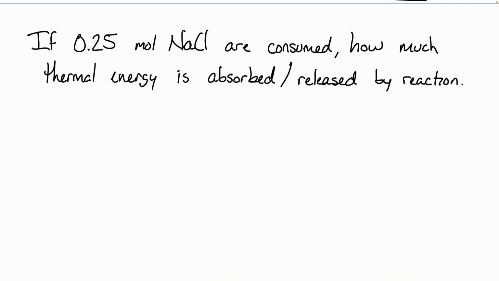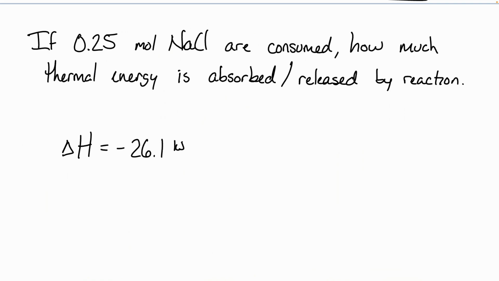All right, and you're going to start this out the exact same way as you did before to convert to moles of reaction, but now we're going to need to use our enthalpy that we calculated. Again, what we got is a delta H equal to negative 26.1 kilojoules per mole. We need to take this and turn it into something that we can use in our math, something that's going to allow our units to cancel out.